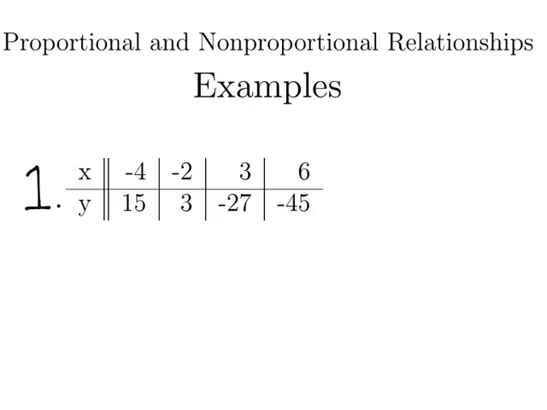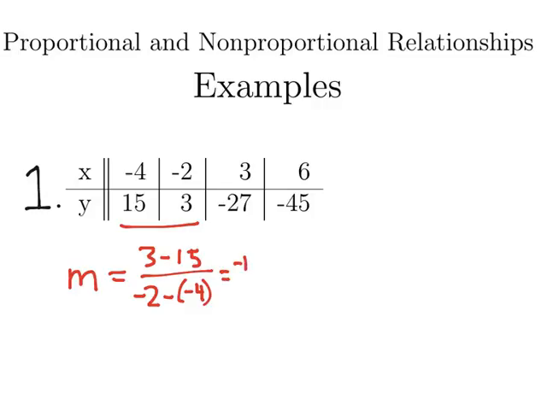In this case we have 4. From this we can find the slope m by just taking the difference between any two y's over the difference of the associated x values. I'll just pick my values for these first 2 columns here and say 3 minus 15 over negative 2 minus negative 4. This is just negative 12 over 2 or negative 6.